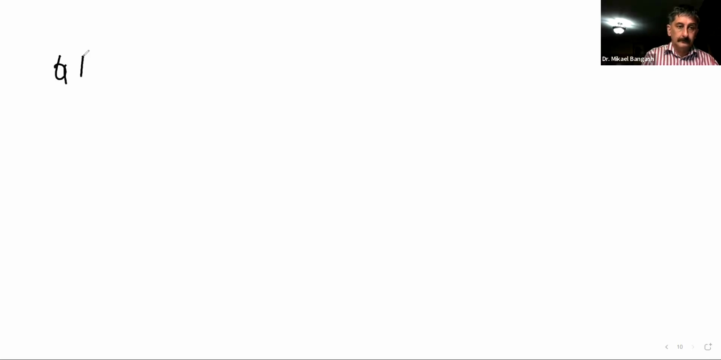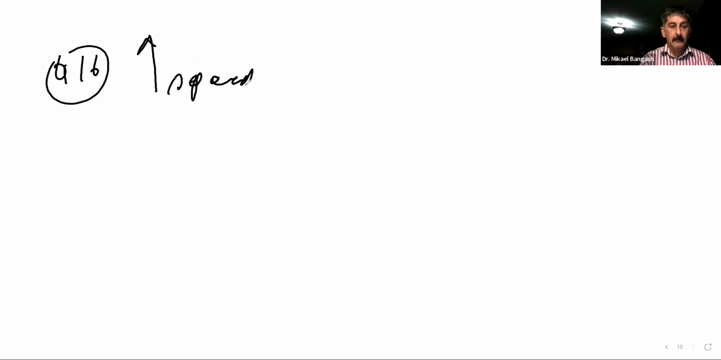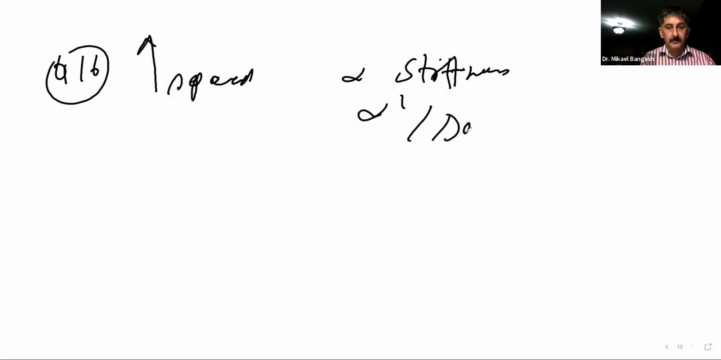Question 16. Pretty much the same kind of thing asked in a different way. Which of the following characteristics will create the fastest speed of sound? So they may ask about the greatest speed. And we know that speed is directly proportional to stiffness and inversely proportional to density.